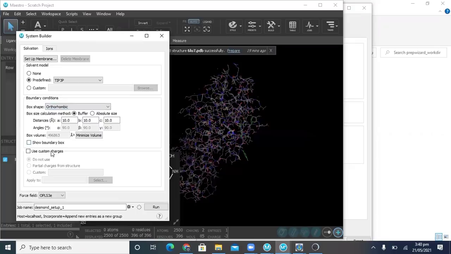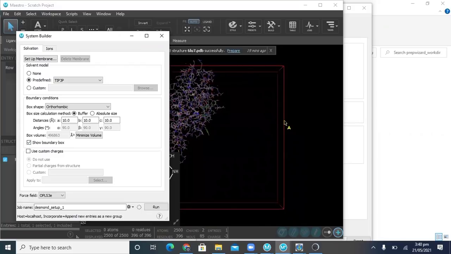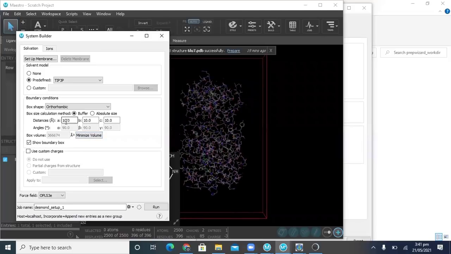After that, we will click on show boundary box. This is the boundary box, and it is called a liquid box. So we will click on minimize volume. These are the distances, the directional distances: 10 angstrom in the x-axis, 10 angstrom in the y-axis, 10 angstrom in the z-axis. And these are the angles, 90, 90.